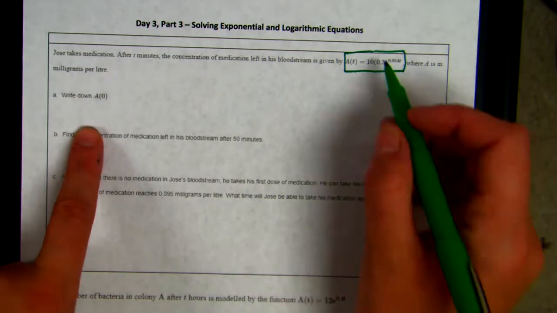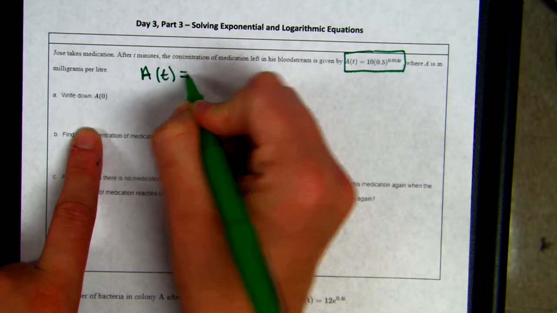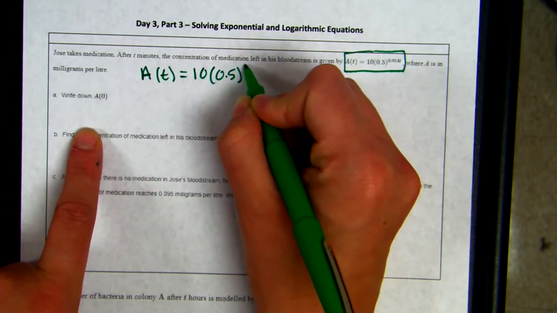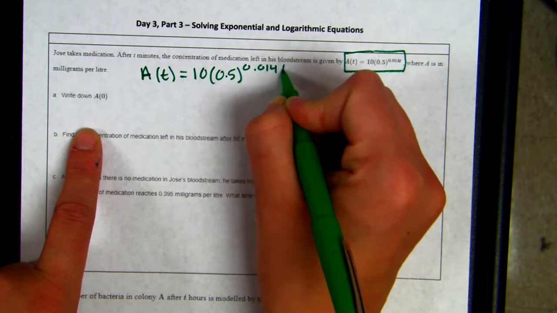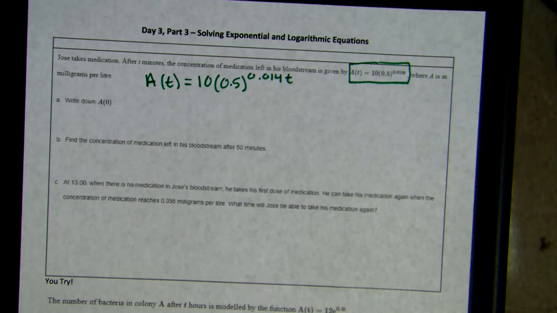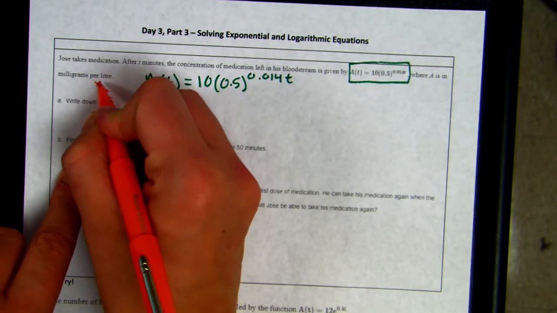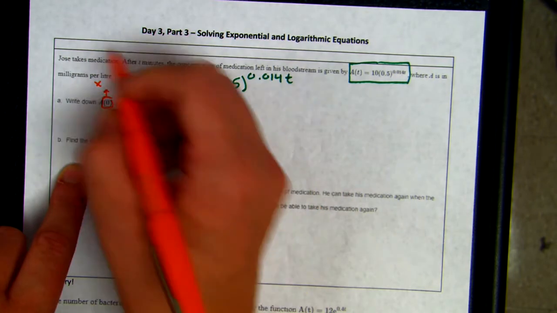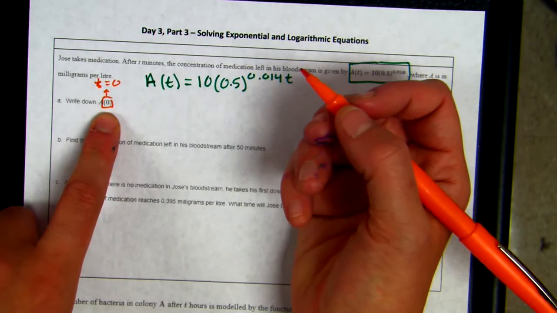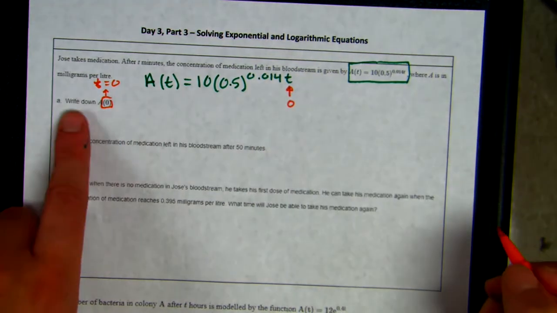So I've got this equation here that I'm going to write a little bit bigger because I know it's kind of hard to see. It's equal to 10 parentheses 0.5 to the power of 0.014t. Now this says write down A of 0. Remember when I see something in parentheses like this, it indicates that x, or in this case t, is equal to 0. So all I have to do here is plug in 0 wherever I see t.